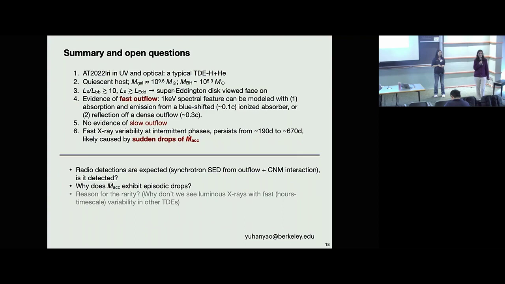Yeah, but the TDE rate per galaxy is only 10 to the minus 4, 10 to the minus 5 per year. And if you want to keep this super Eddington accretion constantly, you don't have so many stars in the nuclear star cluster. Oh, they are only super Eddington for a few years, 1 year to a few years.